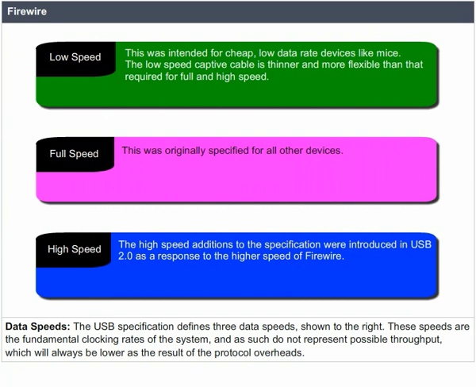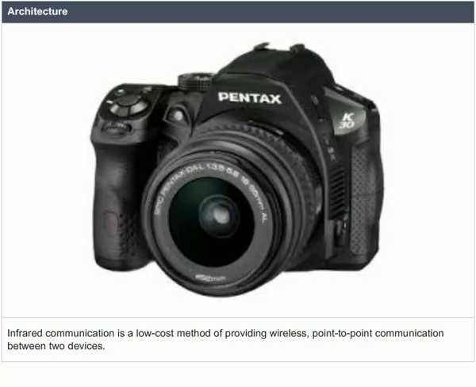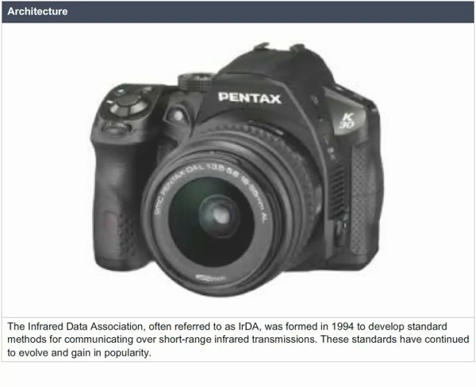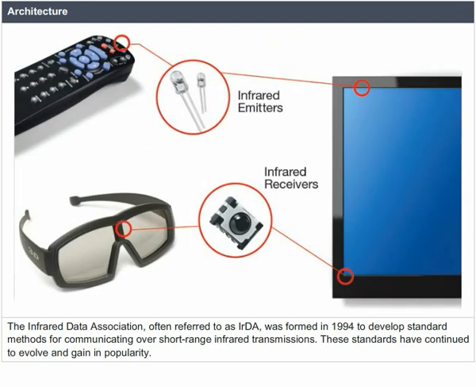Infrared communication is a low-cost method of providing wireless point-to-point communication between two devices. The Infrared Data Association, often referred to as IRDA, was formed in 1994 to develop standard methods for communicating over short-range infrared transmissions. These standards have continued to evolve and gain in popularity.